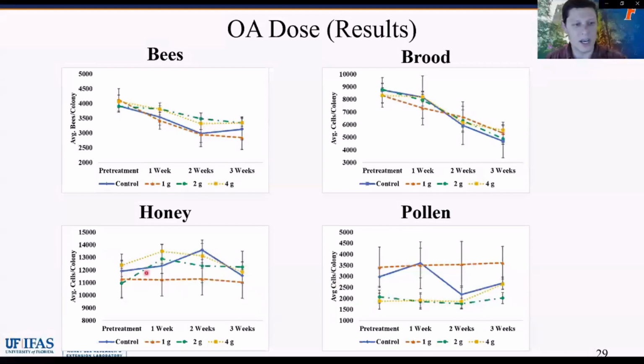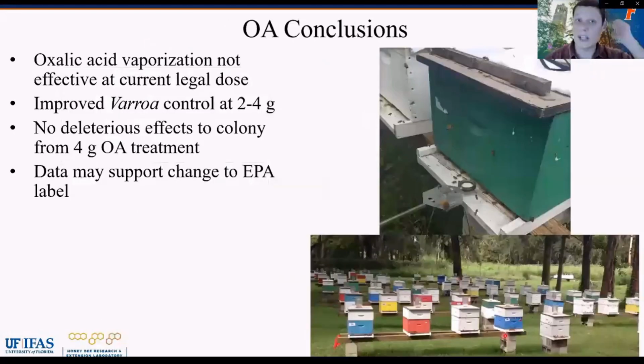With honey, you can see they stay mostly flat. Same with pollen, they're mostly flat. There were no significant differences amongst any of the treatments for any of these parameters, which kind of leads me to think that oxalic acid at 2 to 4 grams, when you vaporize it, is going to give you better control, and it's also more or less going to be safe, at least from the parameters that we can conclude from this study.